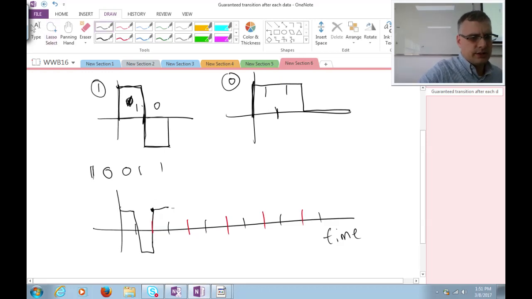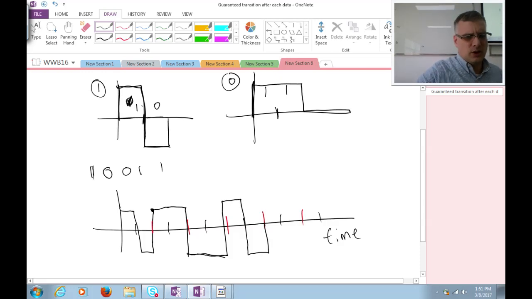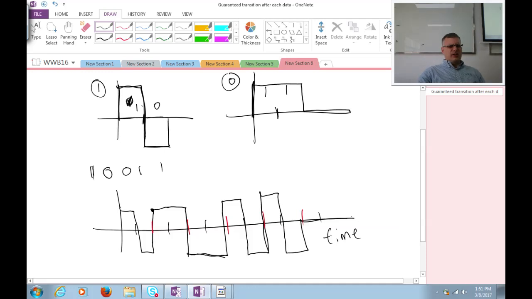Whoop. 1, 2. And then I guarantee a transition down there. I send a 0 again. Same thing as I said, this time with a flipped polarity. 1, 2. Again, guaranteed transition. 1, 0 for my 1 transmission. And then I guarantee a transition. 1, 0, and so forth.